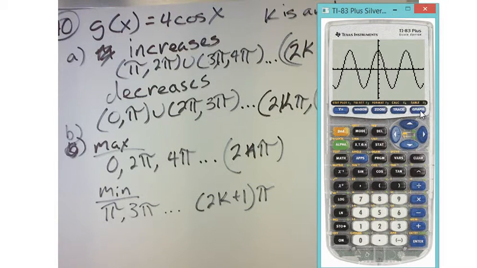So look at the graph. Is that symmetrical about the origin? How many think that's symmetrical about the origin? Raise your hand if you think it is. Okay, how many think it's symmetrical about the y-axis? Raise your hand if you think it is. How many of you guys think it's neither? Raise your hand. Okay, it is even.